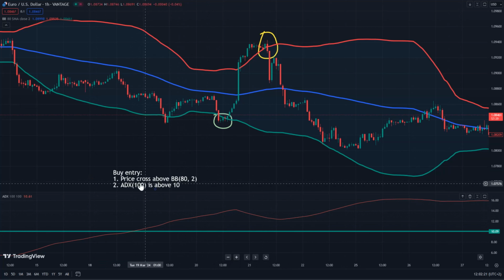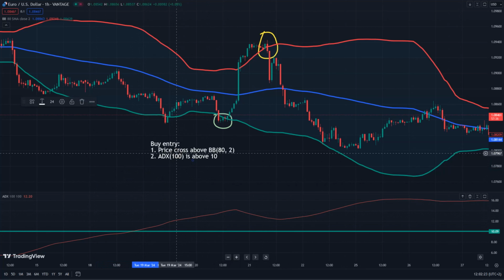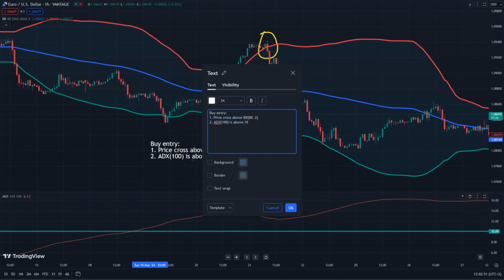It is so easy, and as you can see it here, it is an example. It crossed just above the lower band of the Bollinger bands, and of course the ADX, the 100 period ADX, was above 10, and we have an exit rule, of course, as well. And the exit rule is very, very simple.